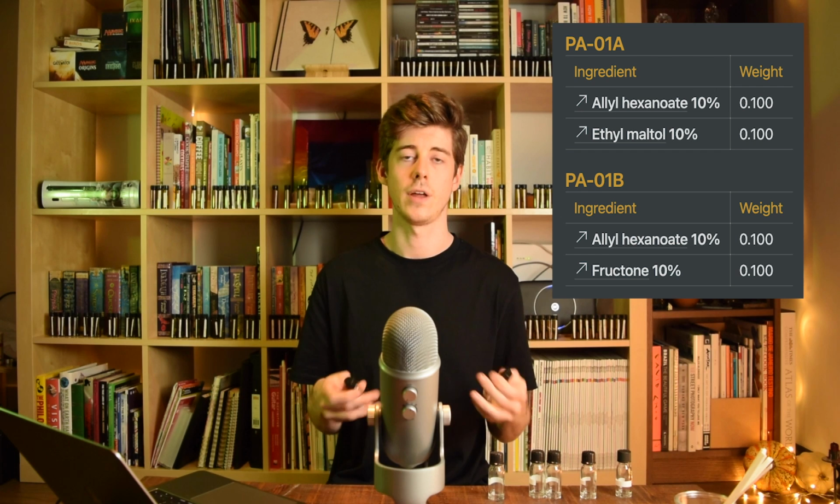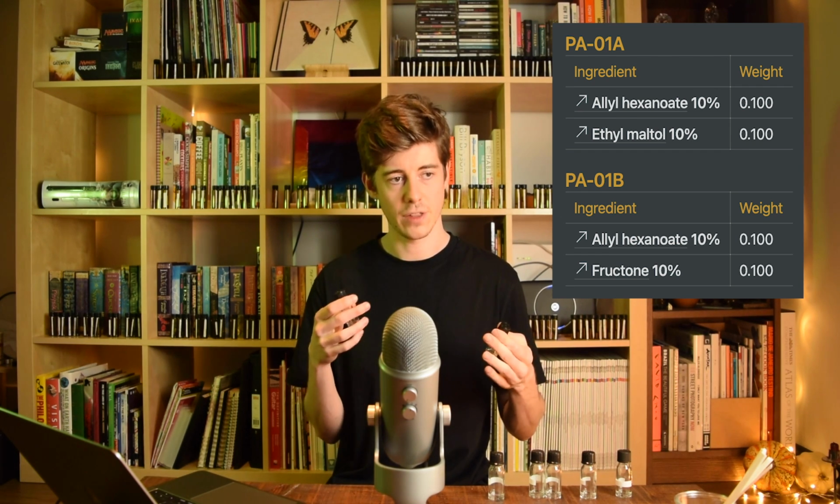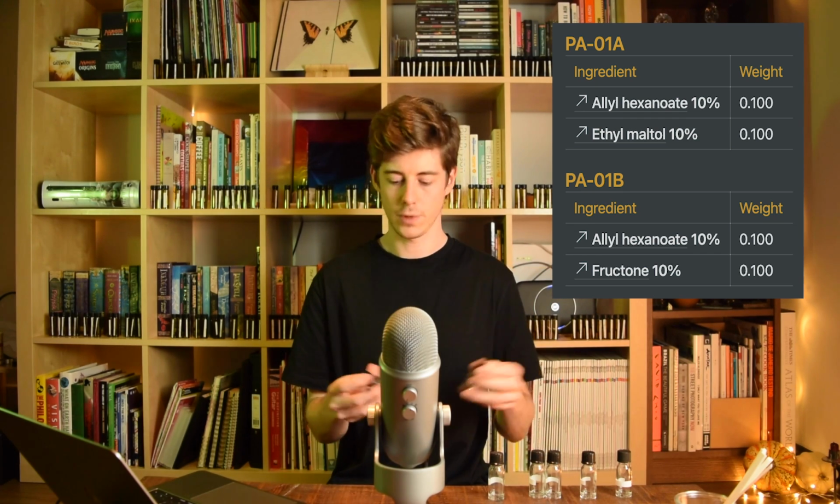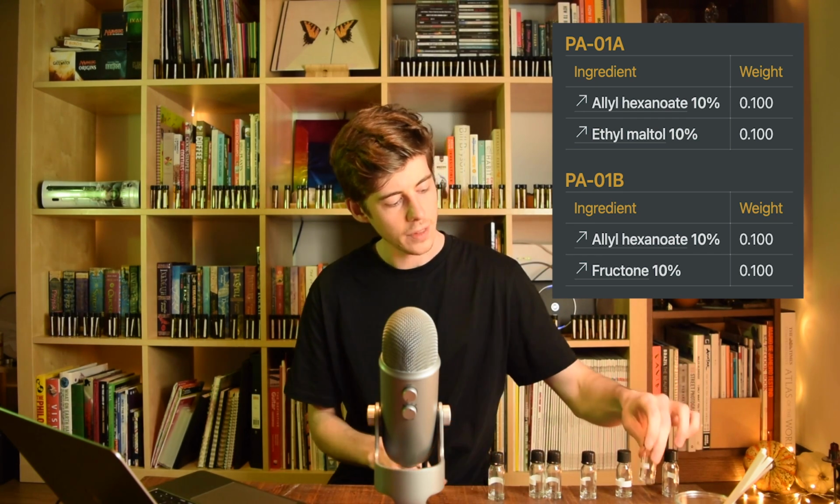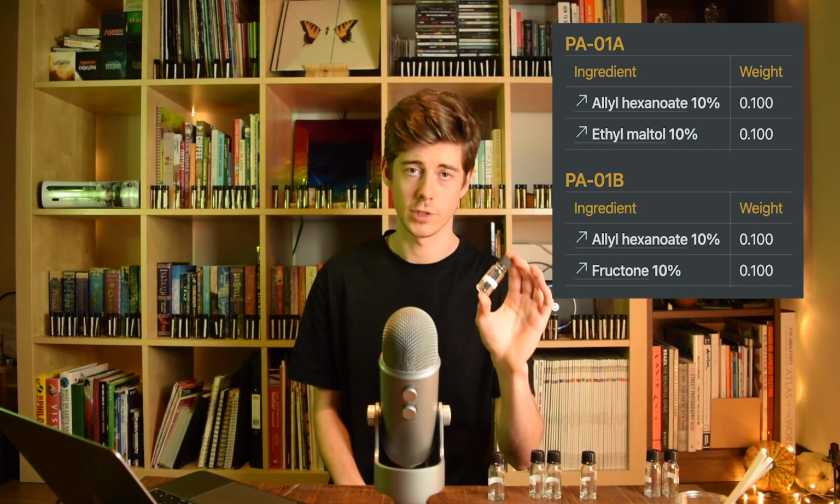I was quite happy that I'd roughly got the right concentrations, and I didn't think that any of them were massively, one was overpowering the other. So I thought, okay, this is going well. This was good. So what I did was I now did another trial.